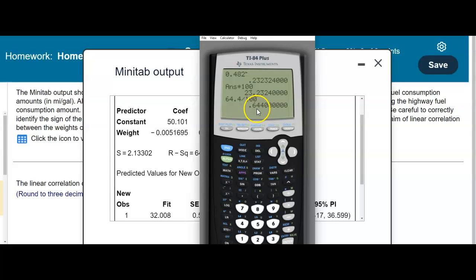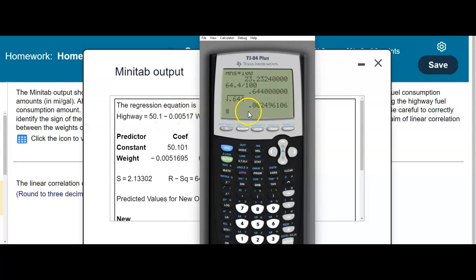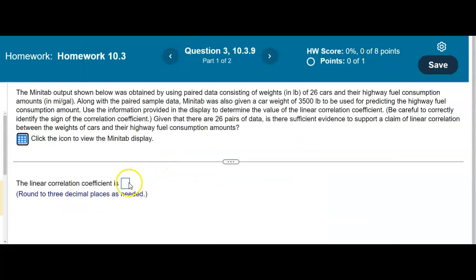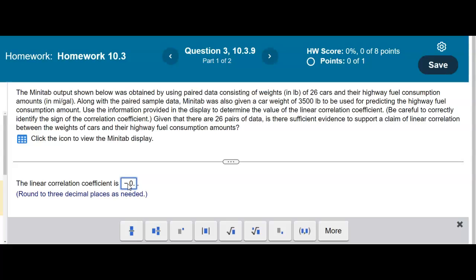Now we want to find the value of r. Since this is r squared, we need to take the square root of this number. So we're going to take the square root of 0.644, and that's going to give us 0.82496. They want us to round this to 3 decimal places. Recall that since our slope is negative, this has to be a negative value. So rounding this to 3 decimal places, it is negative 0.802. So let's go ahead and put that answer in: negative 0.802.